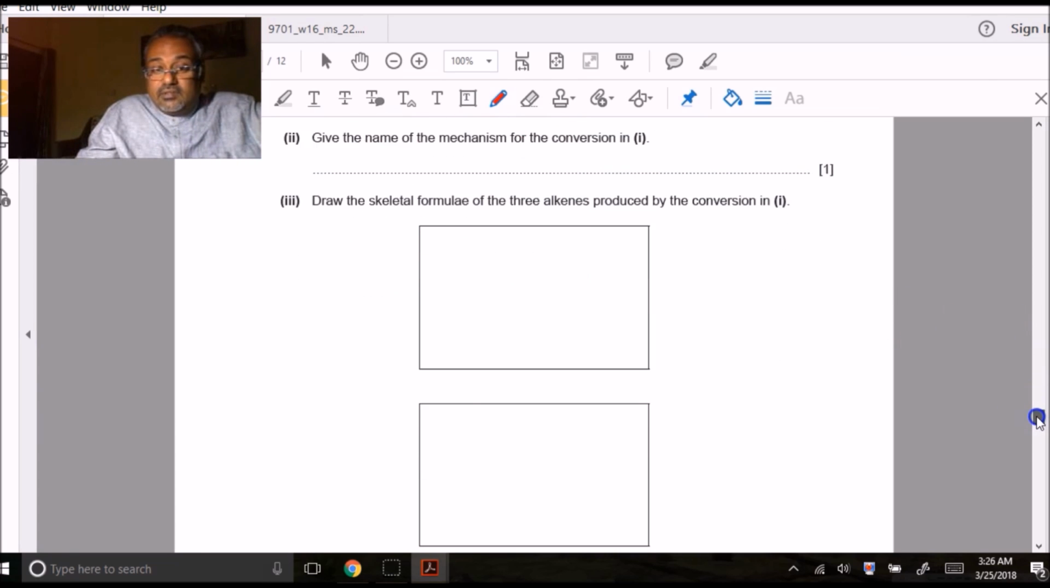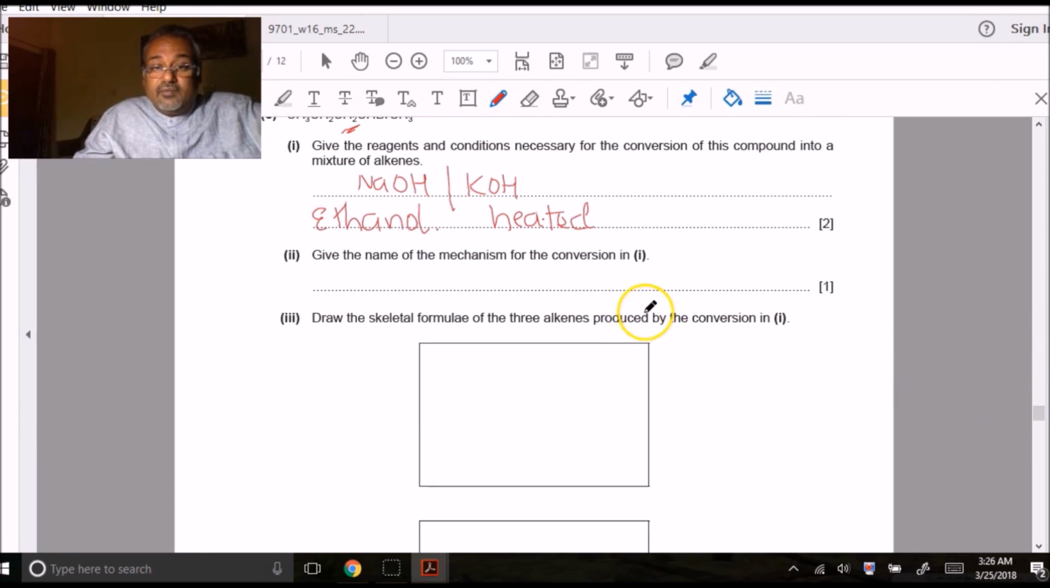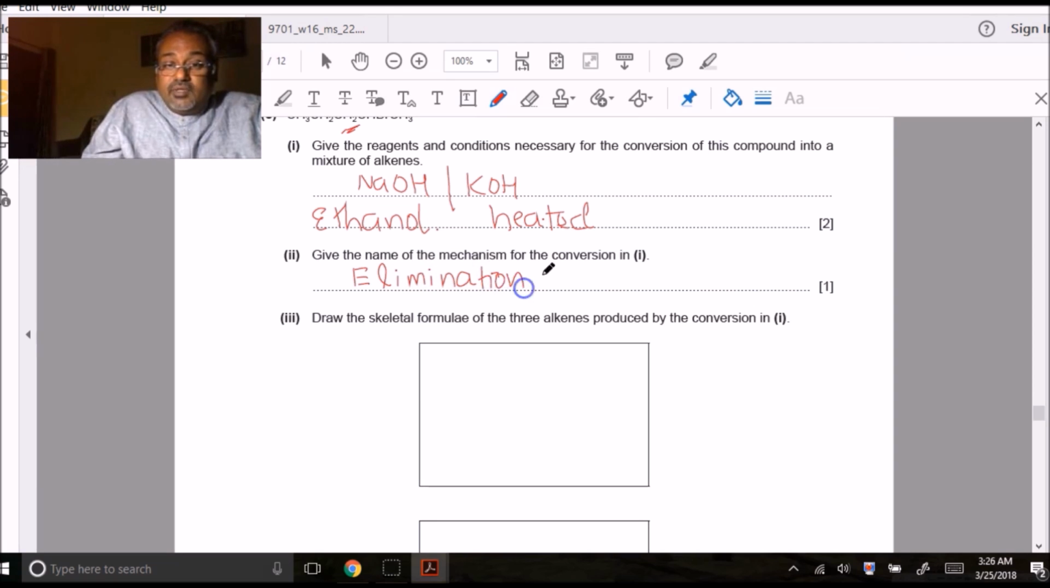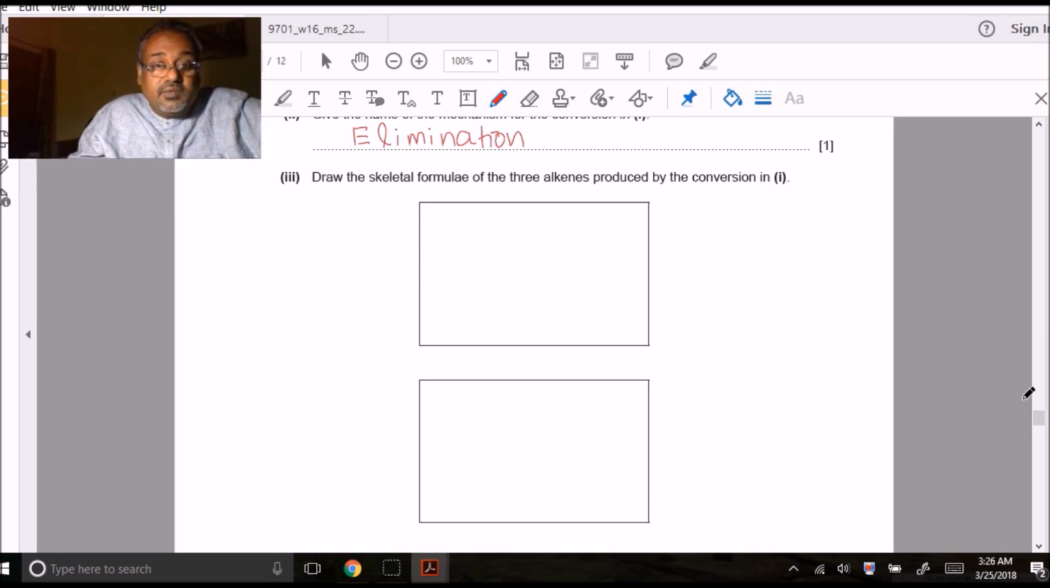And then this question talks about giving the name of the mechanism. Well, this is called elimination. That's an easy name to remember. Sometimes in a multiple choice question you might come across the word dehydrohalogenation. That's because a hydrogen and a halogen were removed.